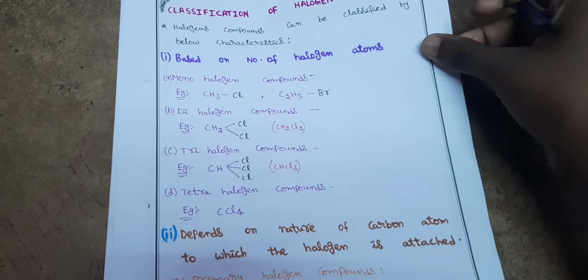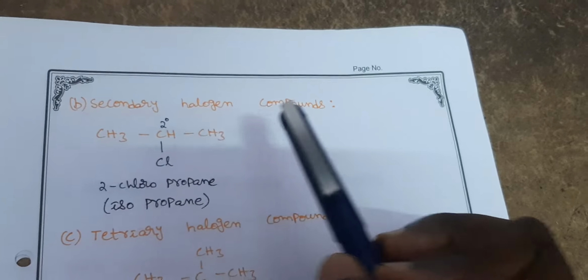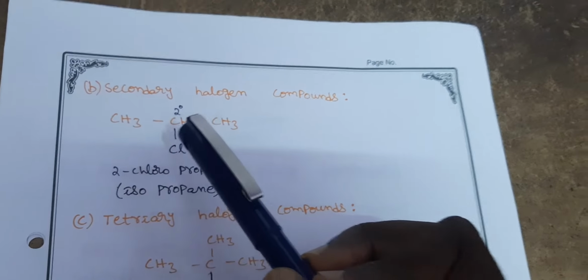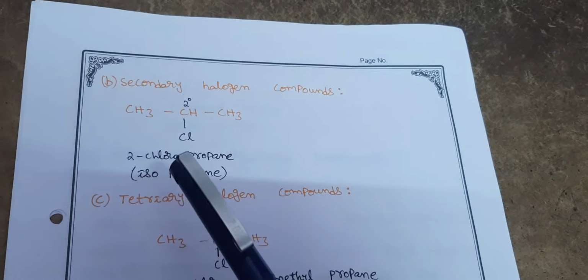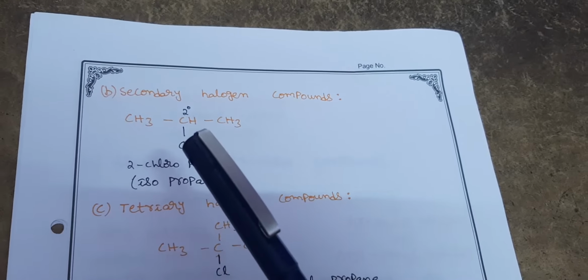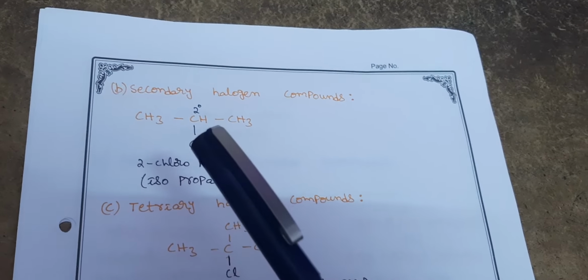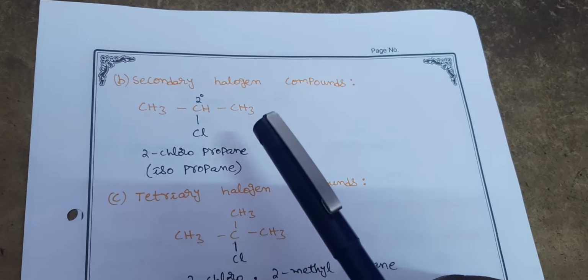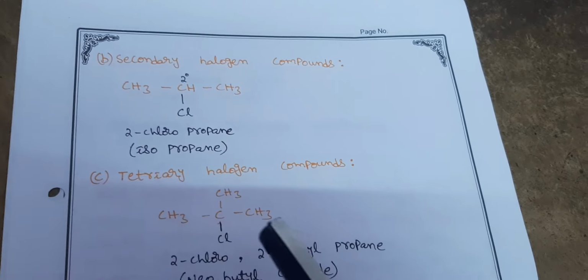Next, secondary halogen compounds. That means the carbon which is attached with two carbons is known as a secondary carbon. If a halogen is attached with a secondary carbon, then that particular compound is known as a secondary halogen compound. 2-chloropropane is the best example of secondary halogen compounds. It is also known as isopropyl chloride.